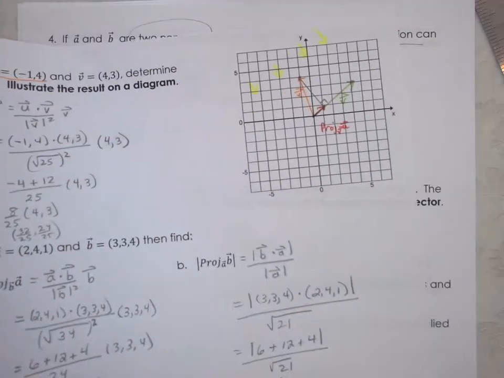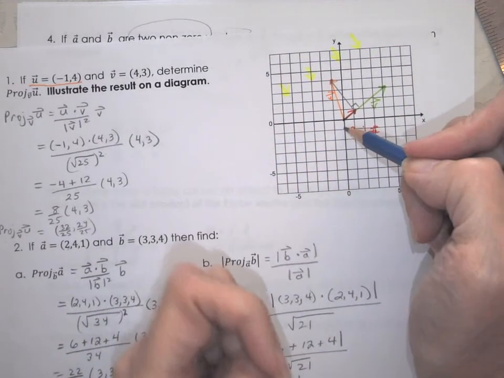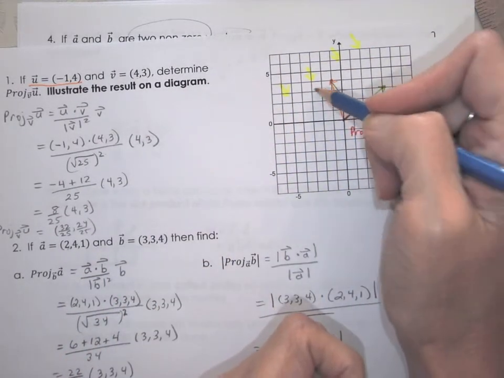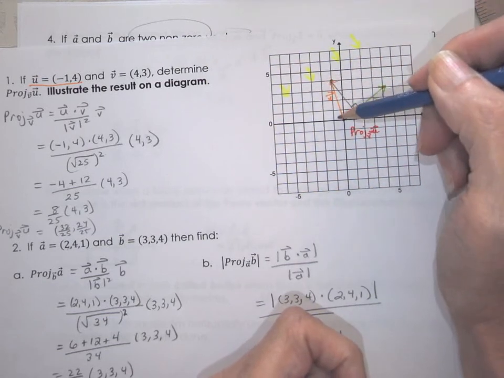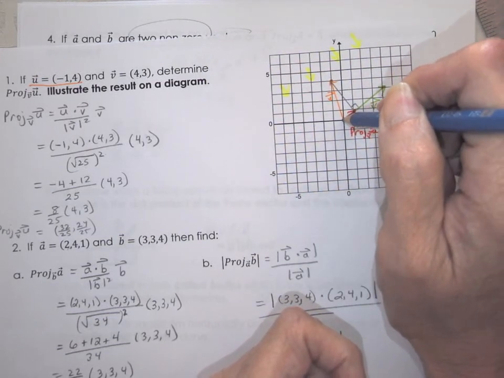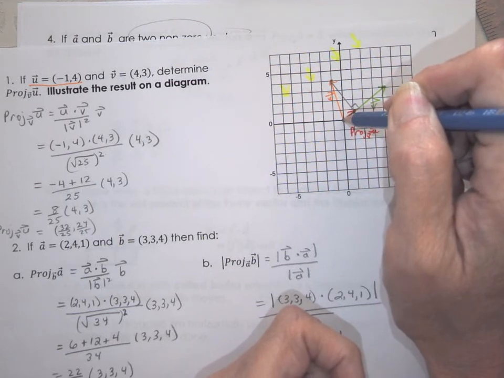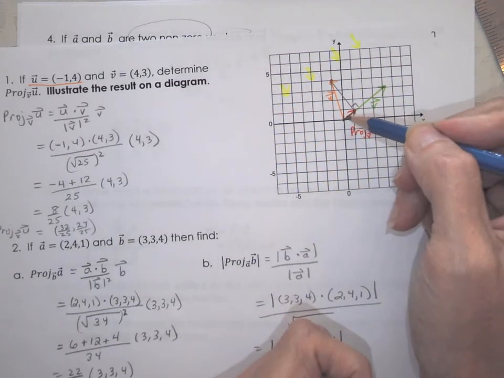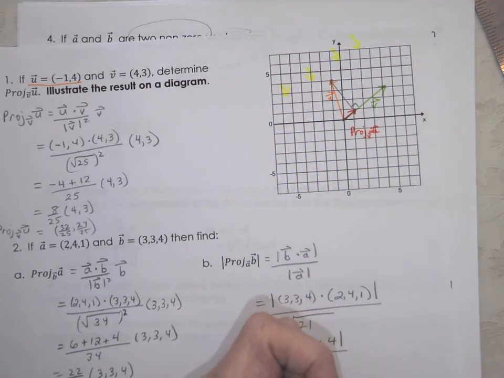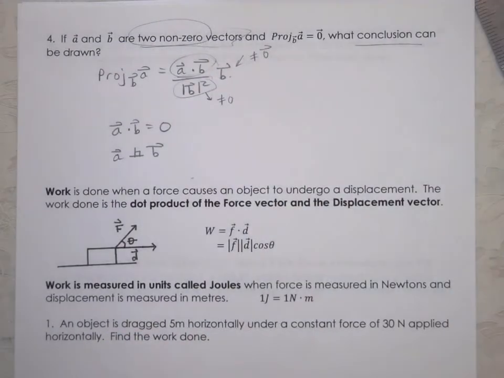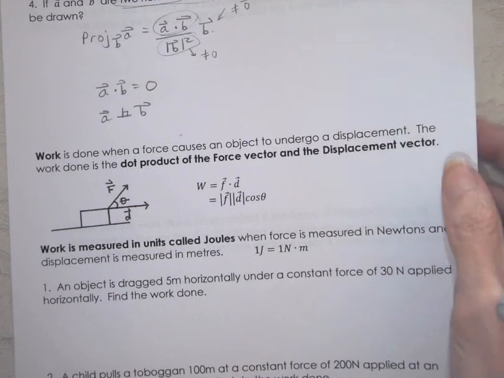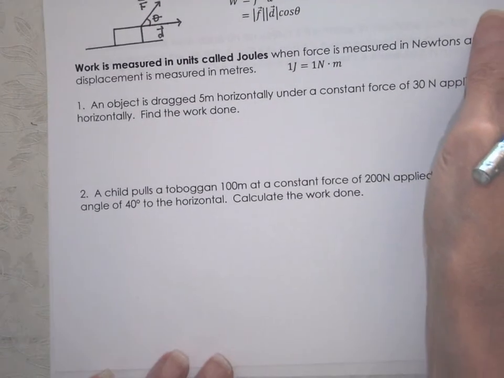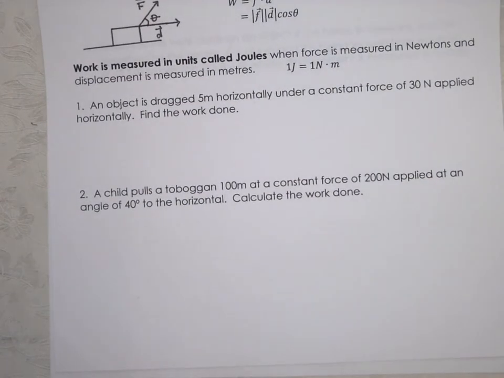If I go back to this diagram for a minute, if u and v were already 90 degrees to each other, then the shadow of the tip of vector u on vector v would just end up at 0, 0 again, and you would have the 0 vector starting at 0, 0 and ending at 0, 0. So it makes geometric sense as well. It makes algebraic sense. All right, our last application of the dot product is work.